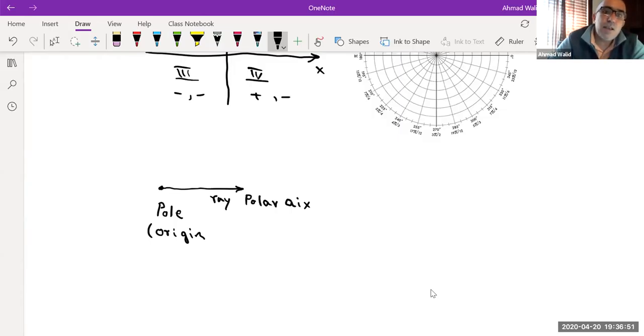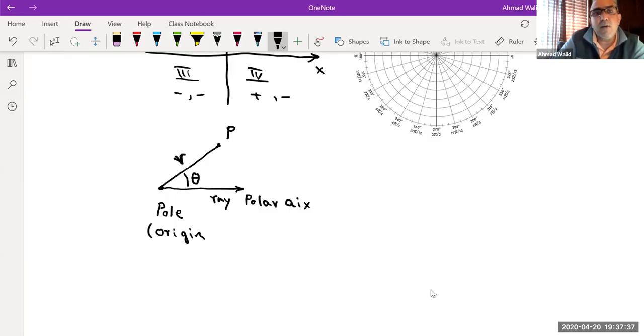Now, if I choose a point P here, and I connect this point to my pole, which is the origin, it actually creates an angle for me. Let's name this angle, for example, the famous theta. And you see this P has a distance from your pole or origin, right? It has a length, a distance. Let's name this one R.